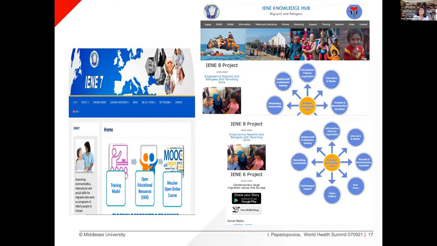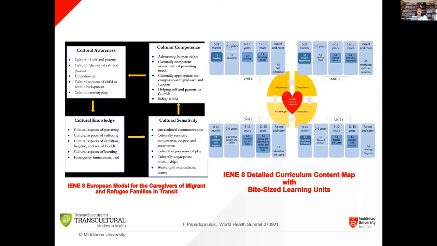as they move across countries and live in temporary camps. This is an example of the parenting study that we did, and this is how the knowledge map was adapted for this particular group of people, and it shows the various. We developed a number of learning units which we delivered in a program for education of people who work with refugees.